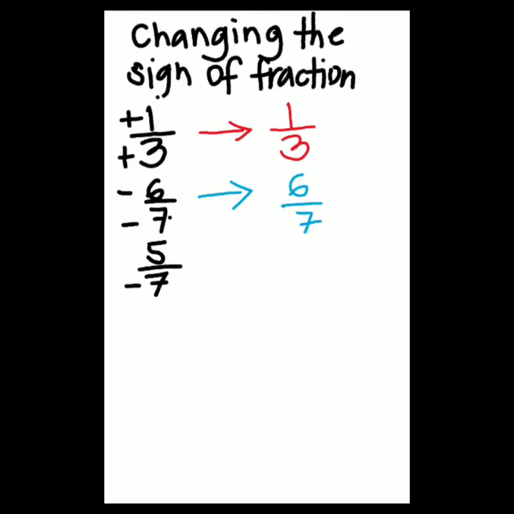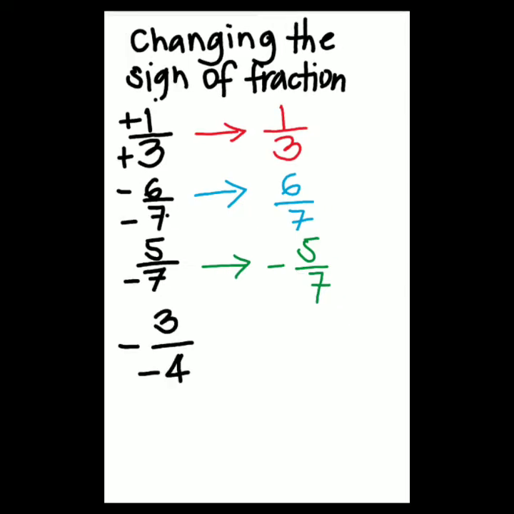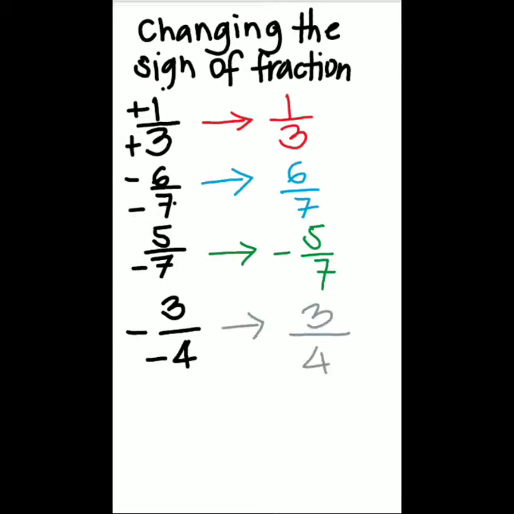If a positive fraction has unlike signs in the numerator and in the denominator, the sign of the fraction will become negative. For instance, a positive fraction 5 over negative 7 will be equal to negative 5 over 7. If a negative fraction has unlike signs in the numerator and in the denominator, the sign of the fraction will become positive. For example, negative 3 over negative 4 will become a fraction positive 3 over 4.